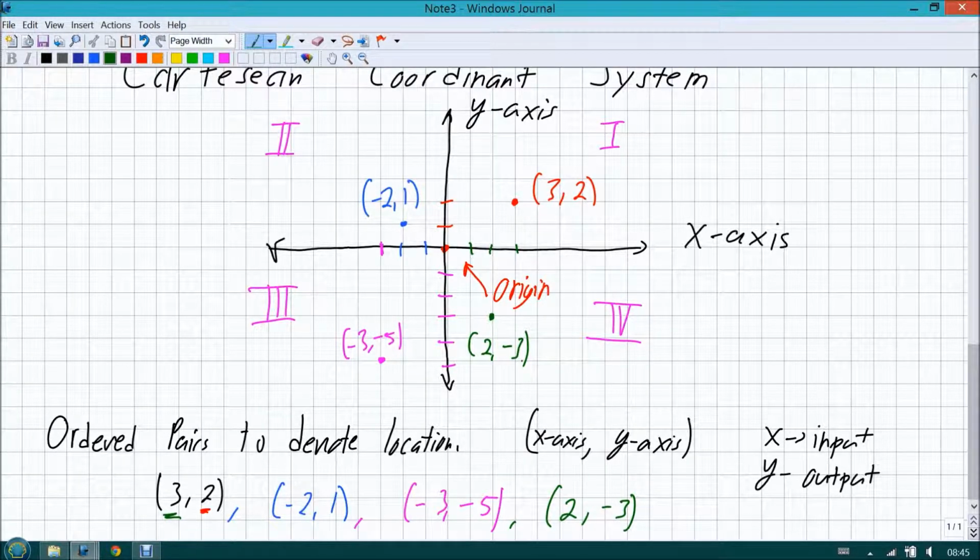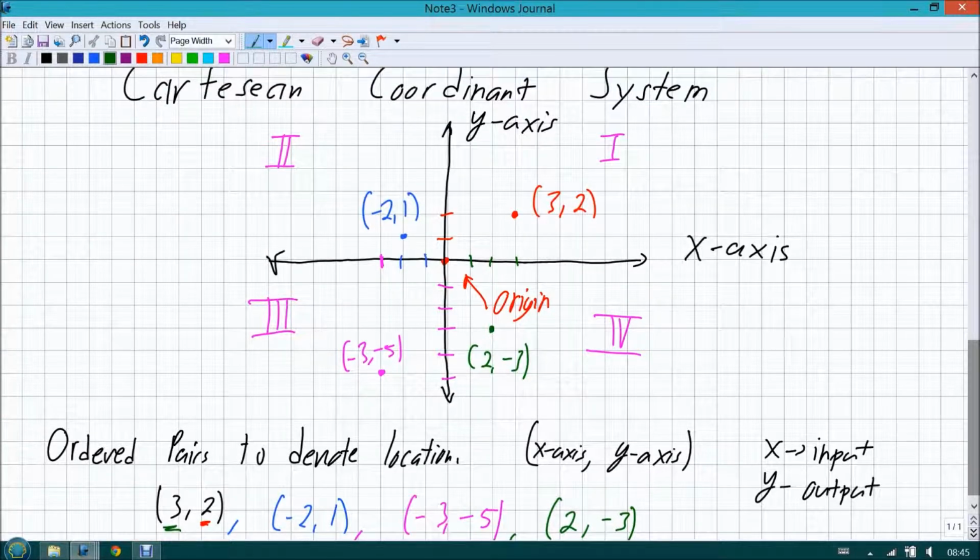So this is a lot to take in. We have this new thing called the Cartesian coordinate system. We have the x-axis, which is always left-right. We have the y-axis, which is always up-down. And we have ordered pairs to denote location. The x-axis will always represent the input, and the y-axis will always represent the output.